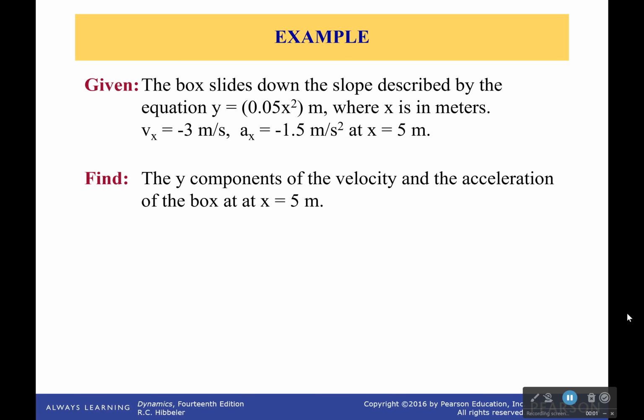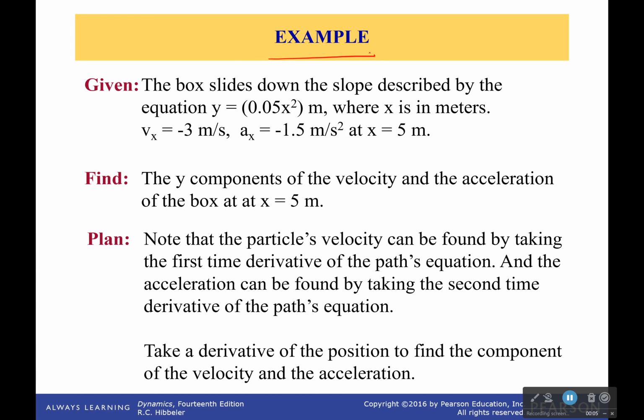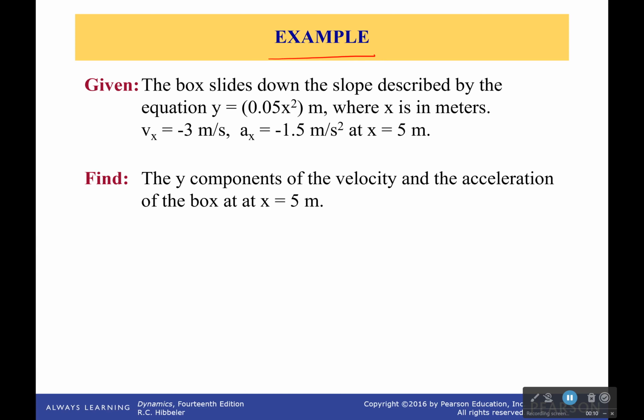Hello everyone, welcome back. Now let's try an example of figuring out velocity and acceleration from a curvilinear path. We have a path described by y = 0.05x². A box is sliding down this path. We know that at x equals 5 meters, our velocity is this in the x direction, and the acceleration is this. We want to find out what the y components of velocity and acceleration are.